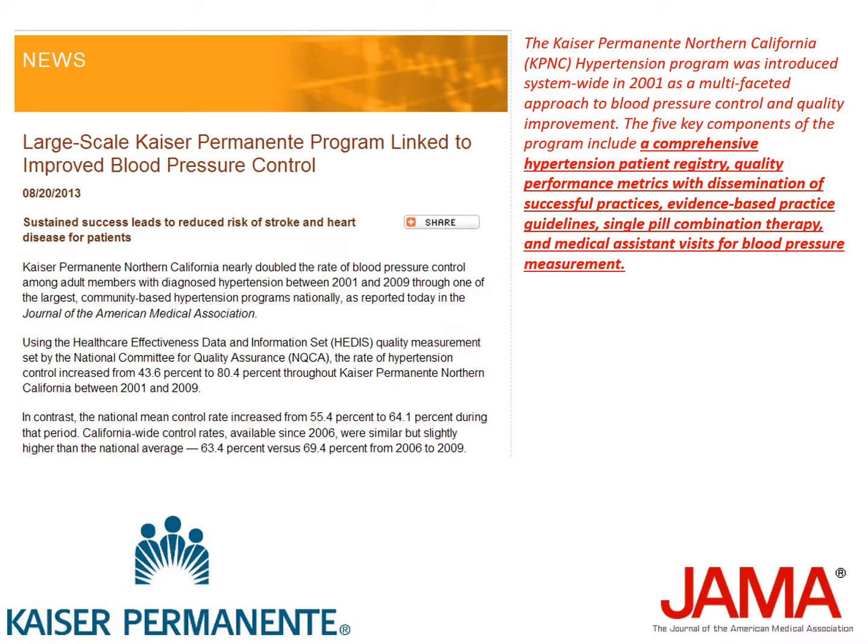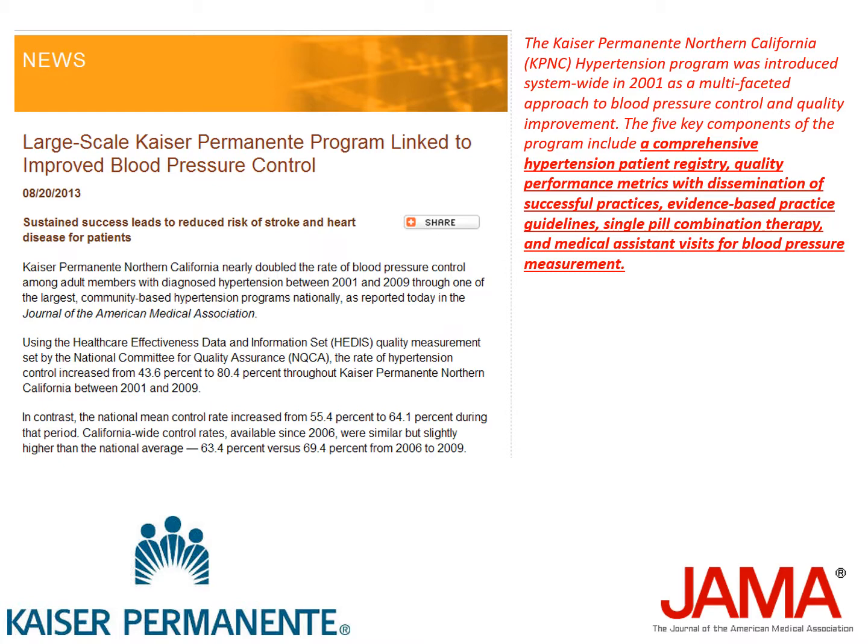The Kaiser Group has really been quite successful in their quality improvement approach toward the management of hypertension. In 2001, they implemented a multifaceted approach to blood pressure control and quality improvement. And they had several components of the program, including a comprehensive hypertension patient registry, quality improvement metrics with dissemination of successful practices, evidence-based practice guidelines, single pill combination therapies, and medical assistant visits for blood pressure measurement.